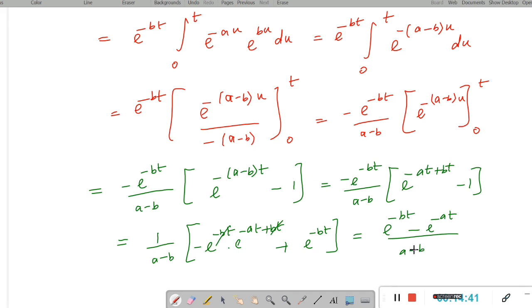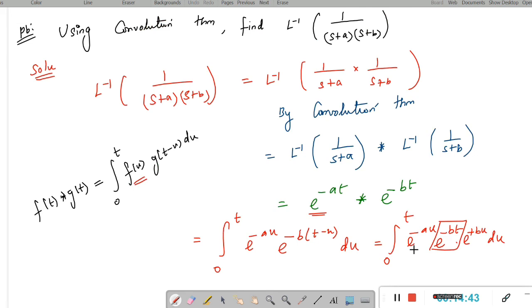Sometimes in this problem, a and b are given. Sometimes they will give some particular number instead of a and b. In this case, you can write the general formula for the problem. After completing that general problem, you can substitute a particular value. From that you may get the corresponding inverse Laplace form of the particular problem.